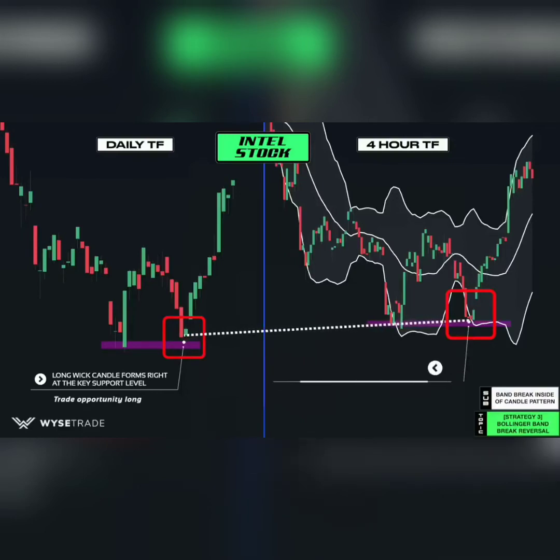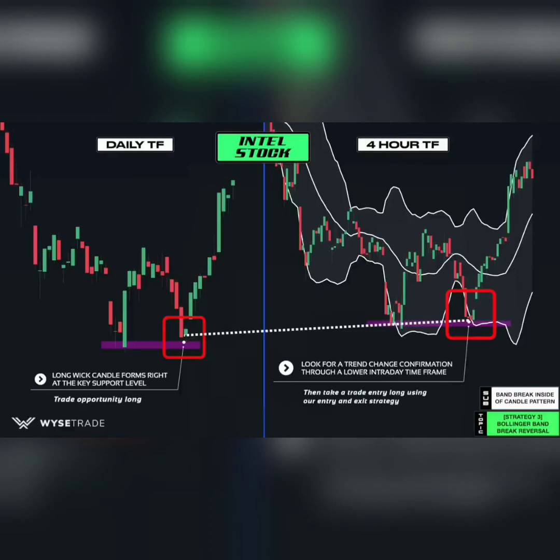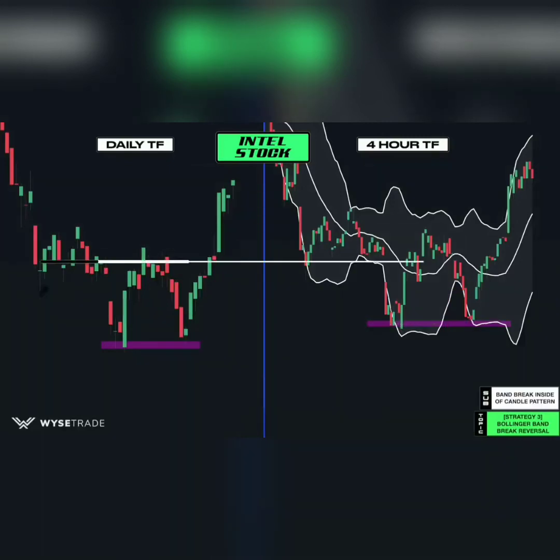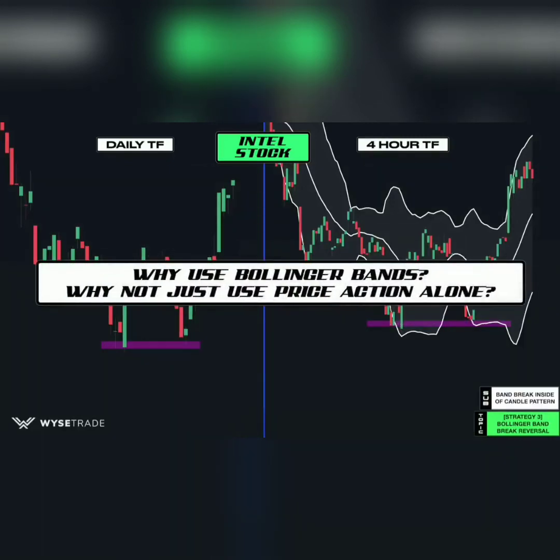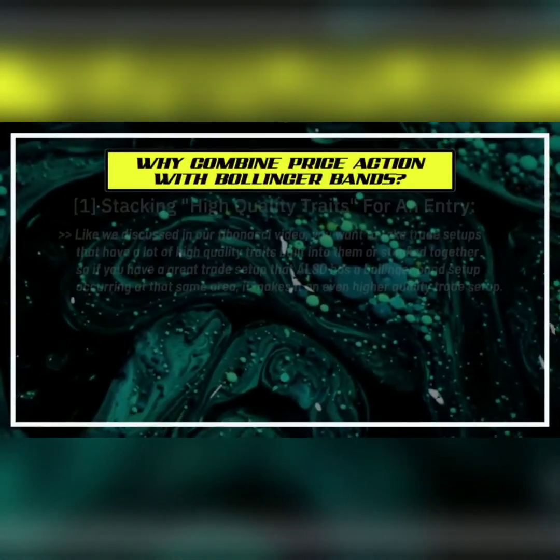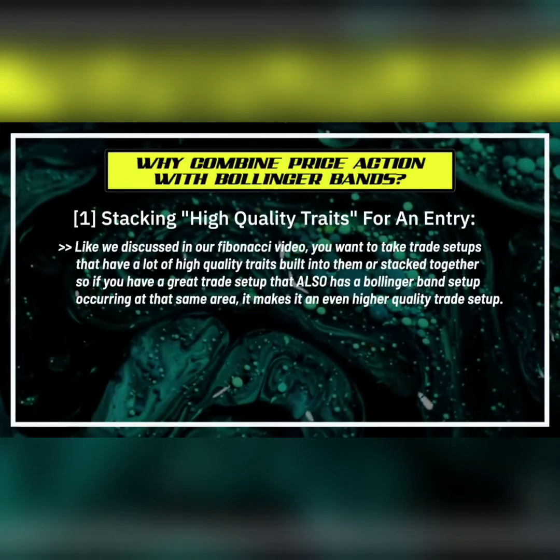You would then go to the even lower intraday timeframes to find a trend change confirmation before applying our entry and exit strategy. Now, to answer a question you probably have, why use Bollinger Bands? Why not just take a trade with price action on its own? Like we discussed in our Fibonacci video, if you haven't seen it, make sure you go check that out.